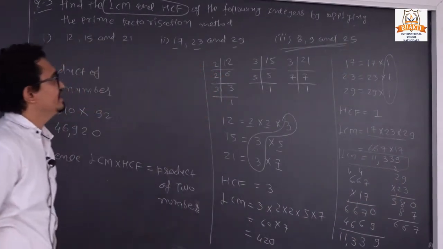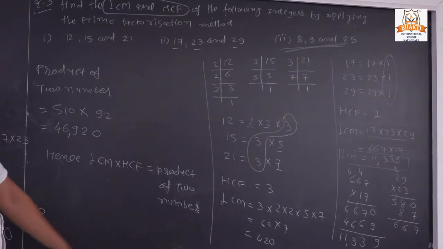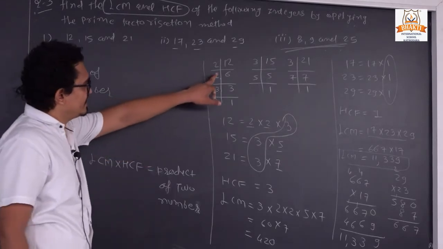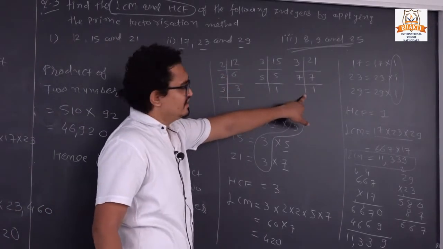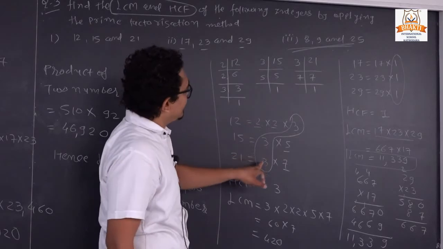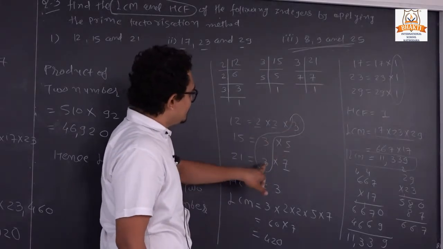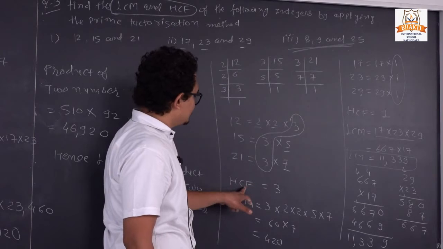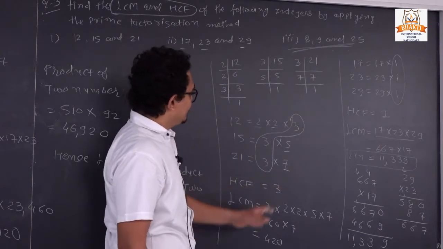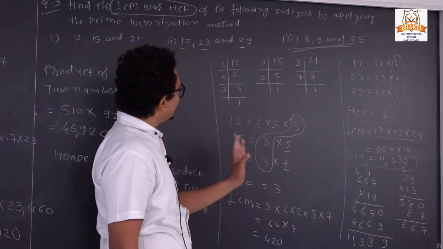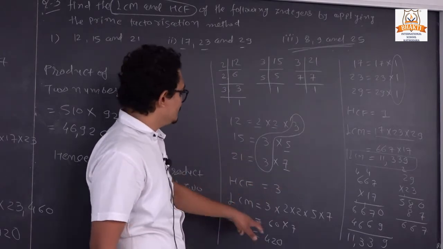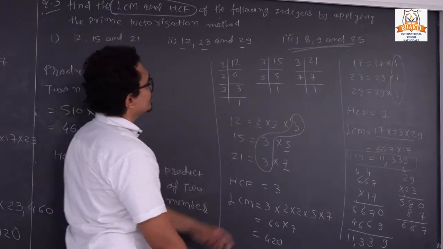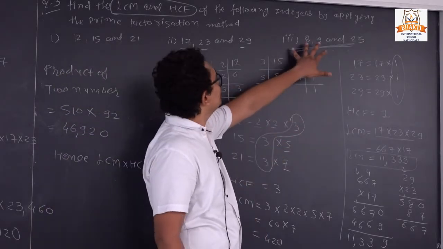8, 9 and 25. So similarly, first of all you can find its prime factors. Then from the prime factors, if any term or any number is common, that is our HCF, and multiply this or the remaining numbers into HCF, so you can find its LCM. So it will be the same question, so do it in your homework.